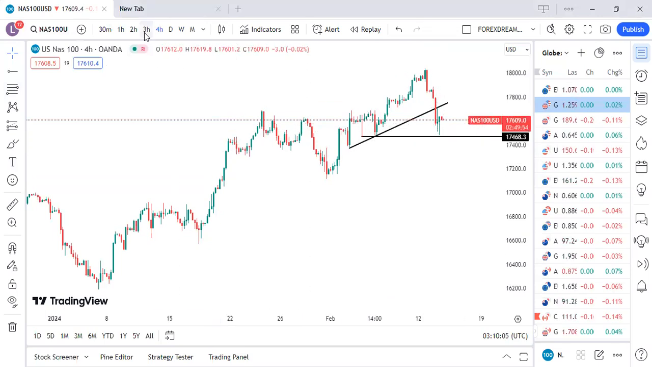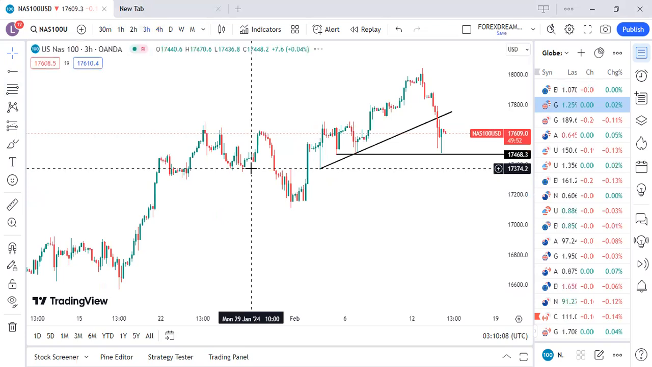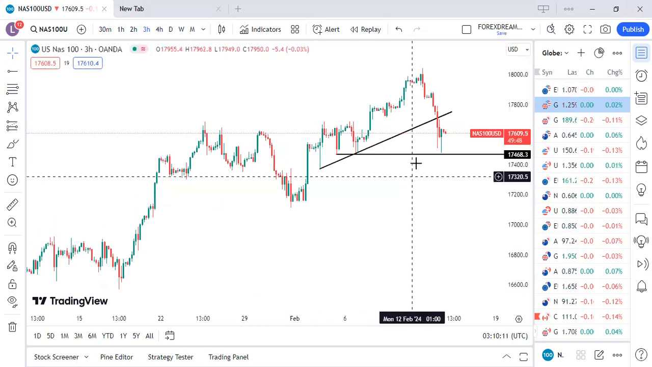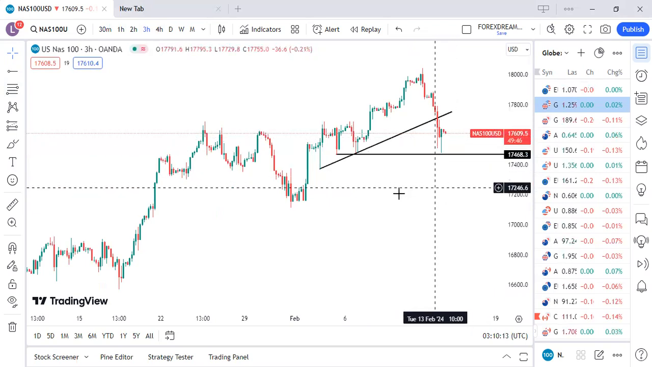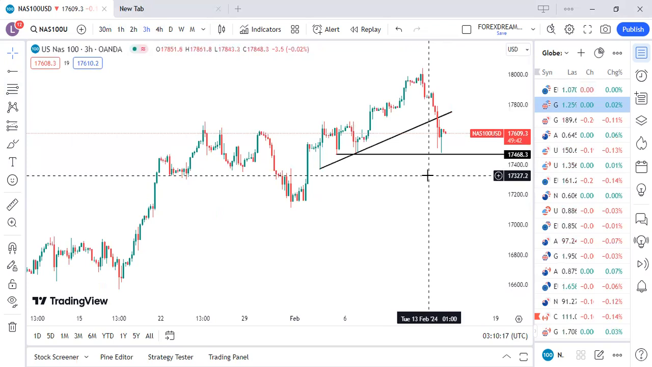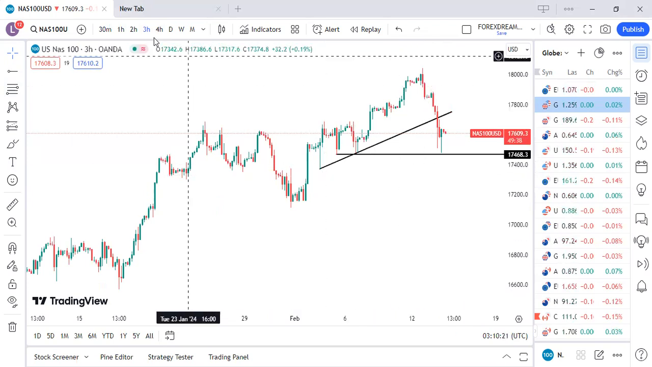Now let's move to the 3-hour time frame. This is the 3-hour time frame. This structure still shows that the market is pushing down. The structure that we currently have on the 3-hour time frame shows that the market is pushing down. Let's go to 2 hours.